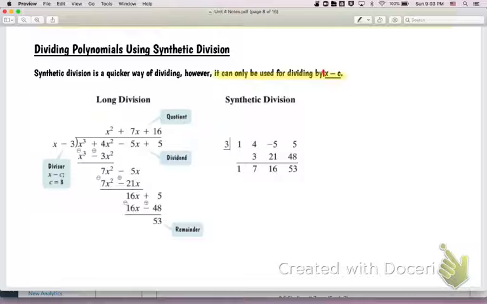So that's always the question I get after we do this: well, then why do we have to know long division? Because most of the time, synthetic division doesn't work. It only helps you divide out linear factors. So that's really an important thing to note, and I would definitely put that on a flashcard.